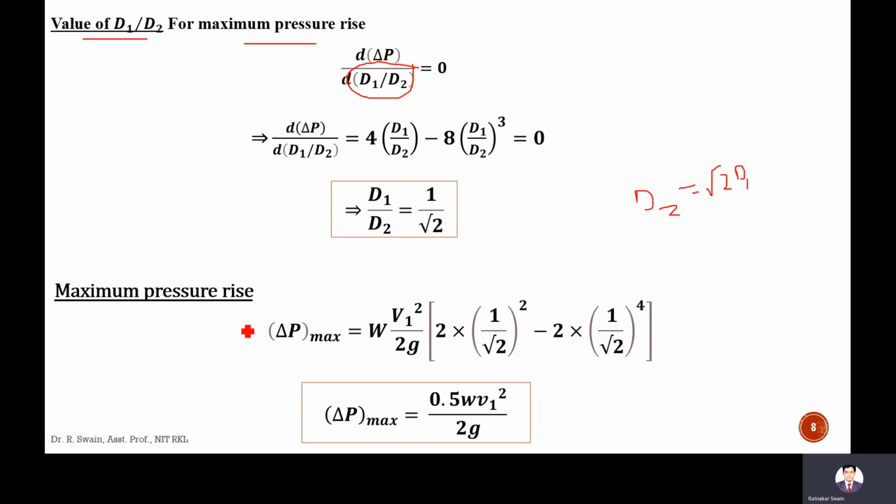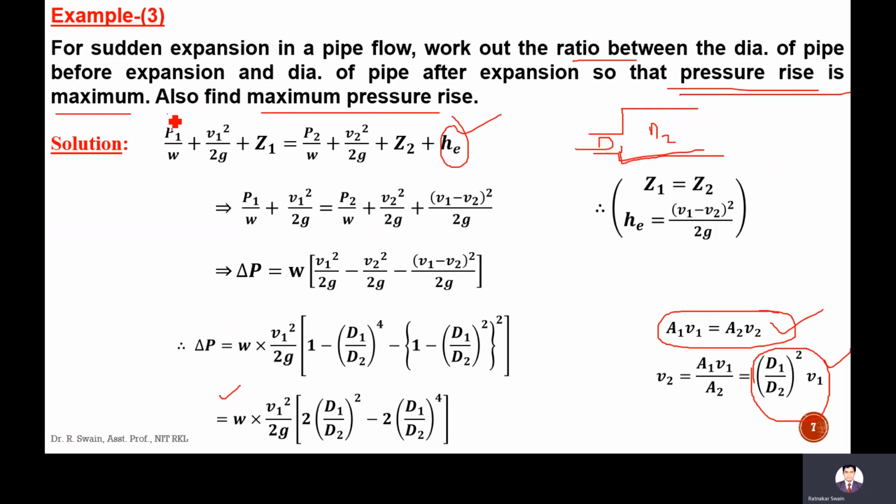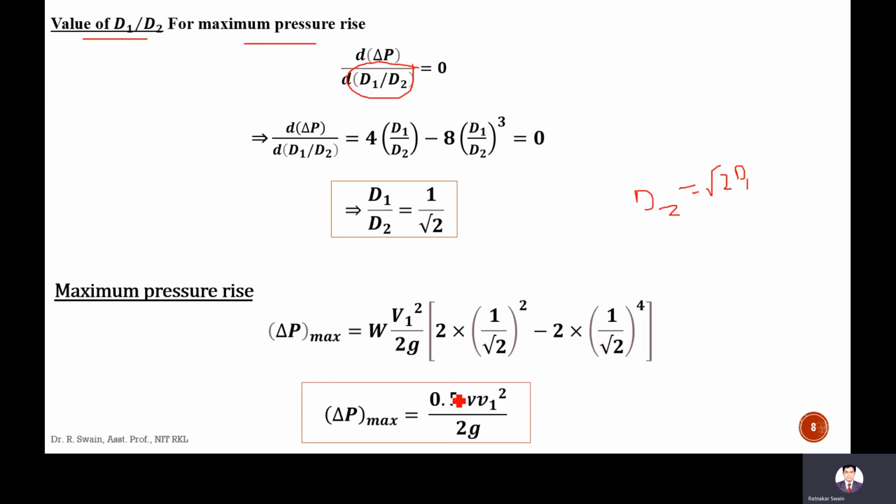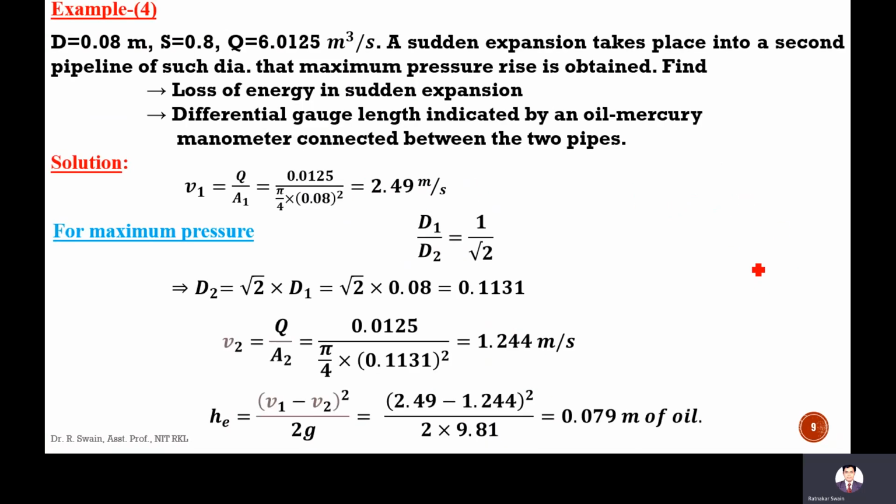The maximum pressure rise value, like in the second part, it is saying that also find maximum pressure rise. If we put the D1 by D2 value 1 by root 2 here, then we can calculate this as 0.5 W into V1 square by 2g. So remember this D1 by D2 is 1 by root 2, or D2 is root 2 times D1, for maximum pressure rise in a sudden enlargement of the pipe.